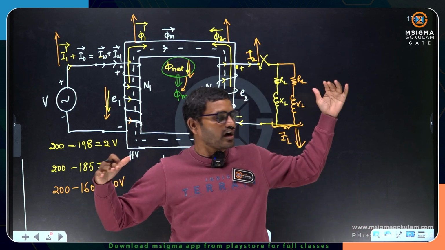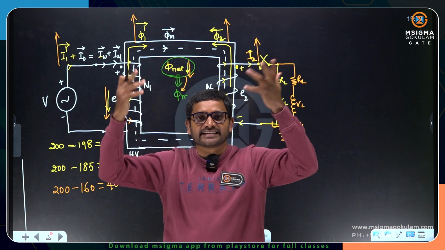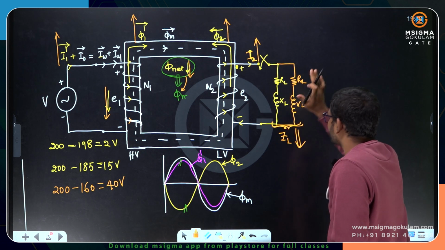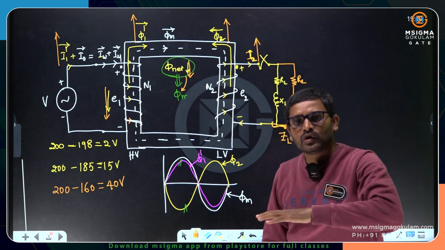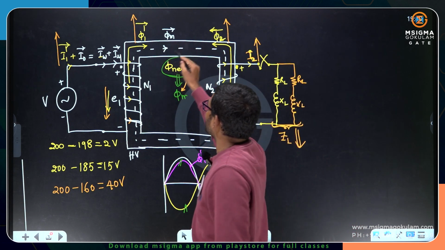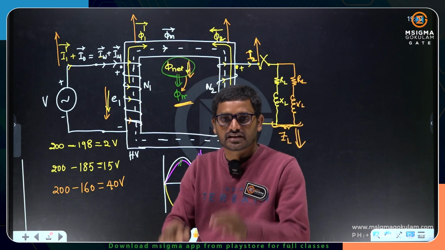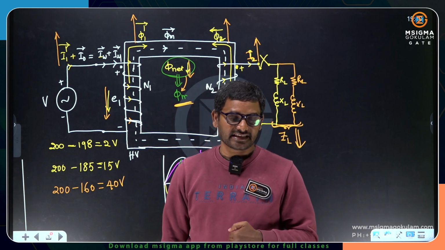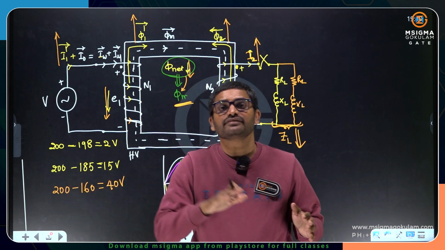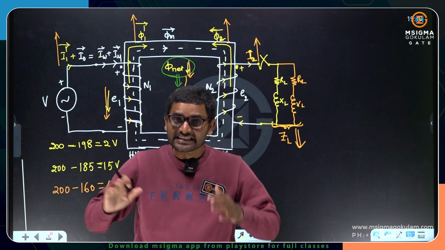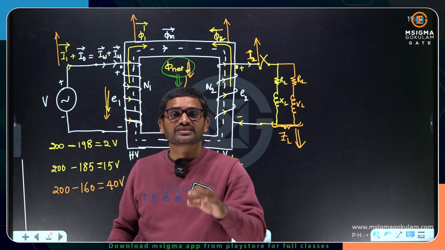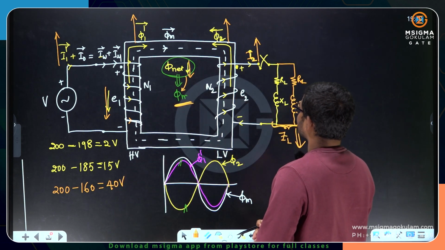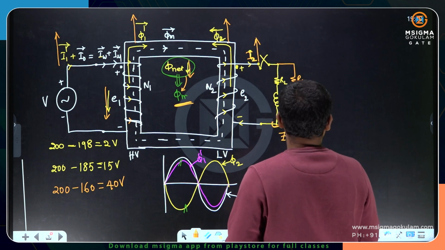Because when load component of flux and source component of flux, both are opposing and cancelling, what is available? Only phi m. You keep no load, you keep half load or 1/4 load or any load. From no load to any load, the flux in the transformer core is only the mutual flux, phi m. So I can say that from no load to any load, the flux in the transformer core is constant. That is the reason why we call the transformer a constant flux device. Transformer is a constant flux device, from no load to any load.